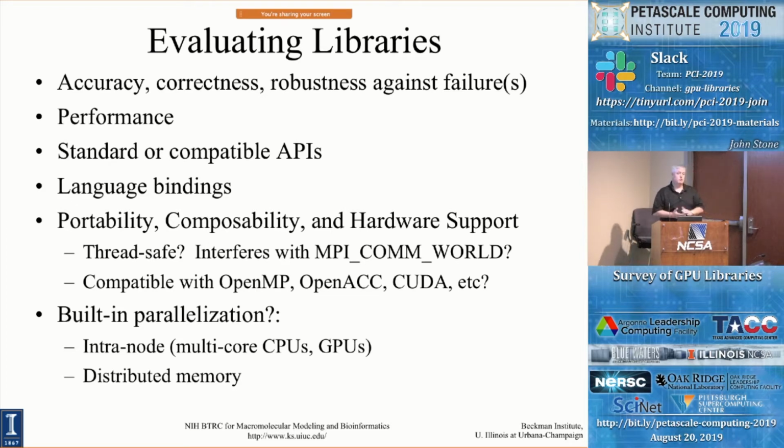So when you're choosing libraries, you have a lot of different metrics in front of you. I would argue that the most important is going to be, in the long term, things like accuracy, correctness, how robust that library is to tolerating various kinds of faults, or what does it do under an error condition? Does it report the error?